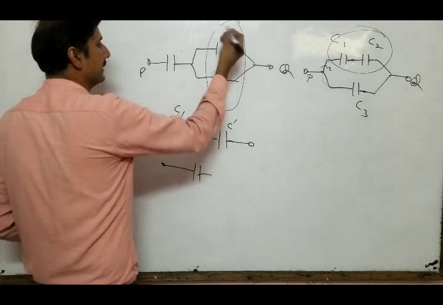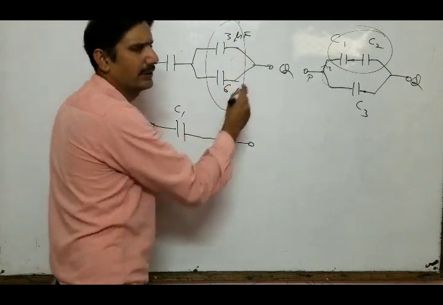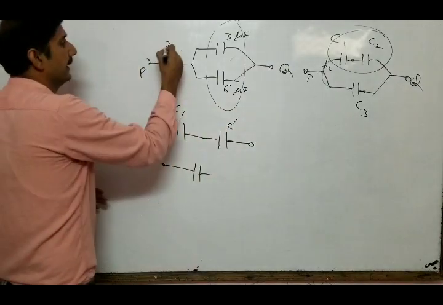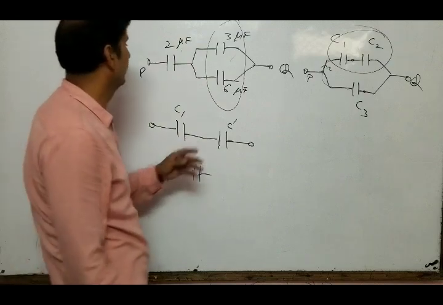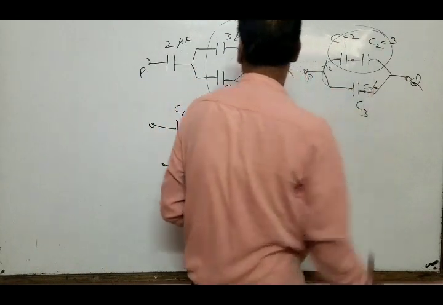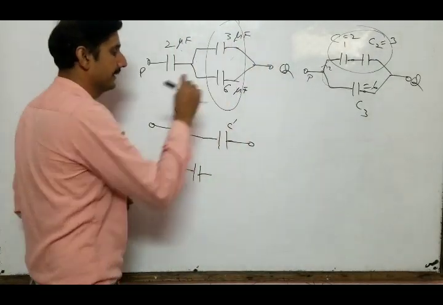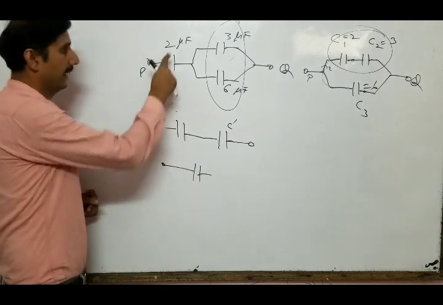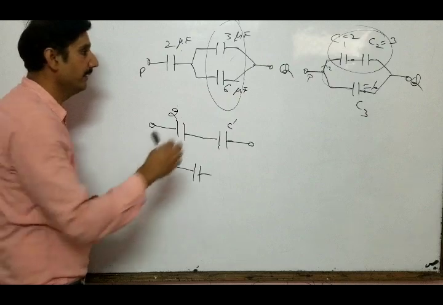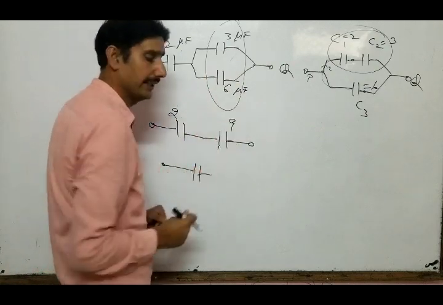Whatever. Let's say this is 3 and this is 6 microfarads. Even if I don't write, let us assume every capacitor to be in microfarads. And let's say this is 2 microfarads. And over here, let's say this is 2, this is 3, and this is 6. What would be the effective value? You'll say, okay, 3 and 6 are in parallel, so I haven't touched 2. This remains the same. Now 3 and 6 are in parallel, so total there will be 9 over here.